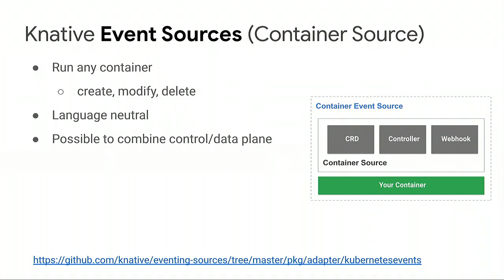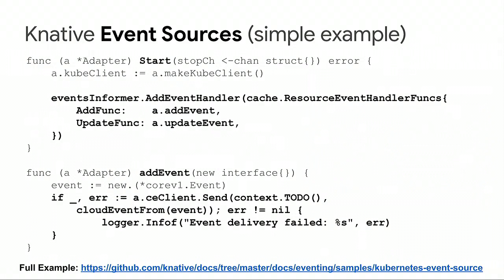And with this model, it's also possible to combine the control and data plane. One example of this is the Kubernetes event source. This is the Kubernetes event source that runs on your cluster. It watches for Kubernetes events and turns them into Knative events for you. Then you can automate some aspects of your Kubernetes cluster yourself and things like that. There's obviously more code here, and there's a link to it.